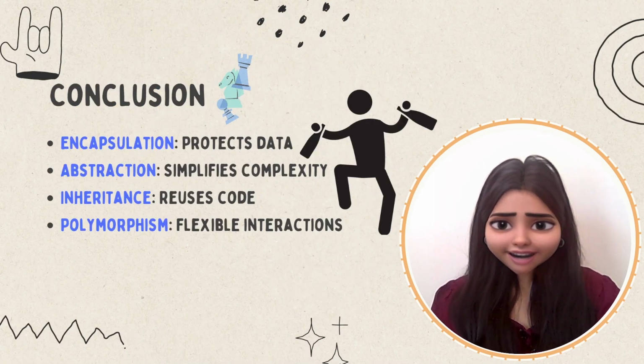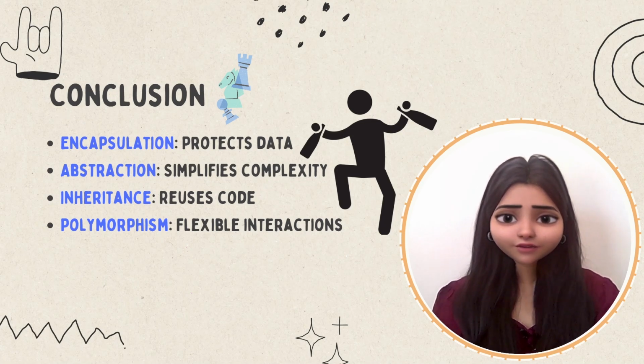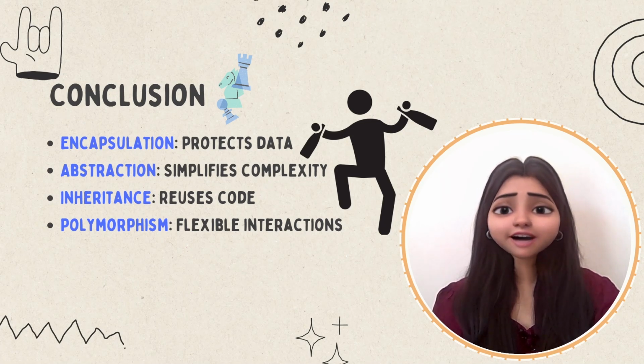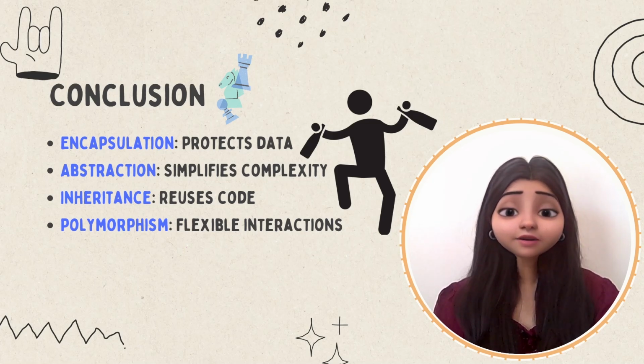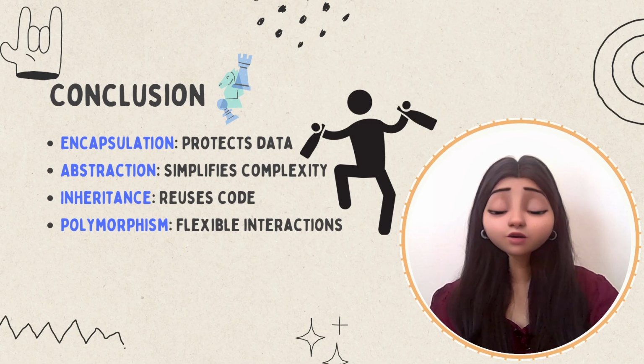So that's a wrap. Today we have covered the 4 fundamental principles of OOPS: encapsulation, abstraction, inheritance and polymorphism. Understanding these concepts will help you write better and more efficient code.